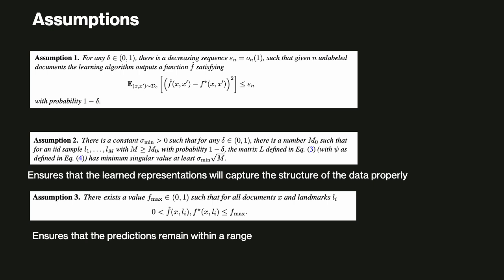And the last assumption here bounds the outputs of the function. So this keeps the learning stable and prevents extreme values that could destabilize the model. So assumption 3 helps with stability and boundedness in the learning process, and specifically ensures that the prediction of both the learned function and the actual ground truth optimal function remain within a certain range between 0 and f max.